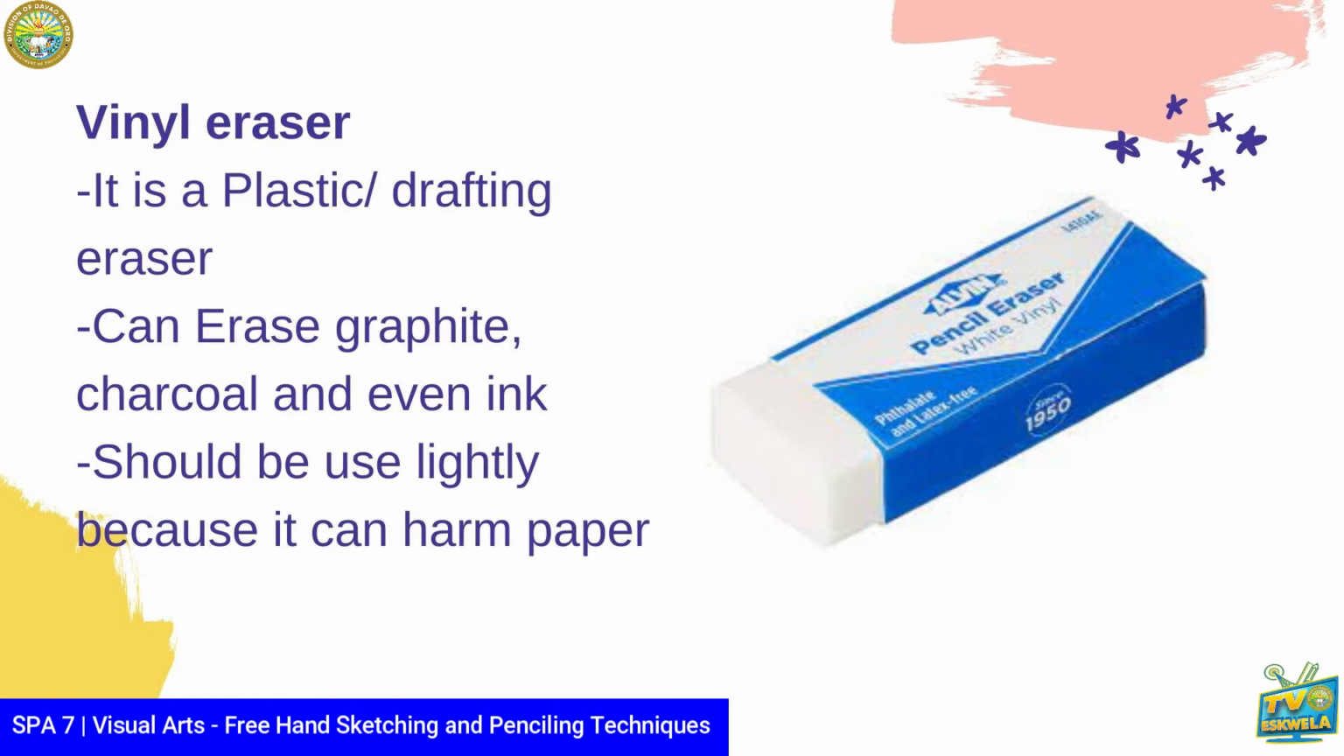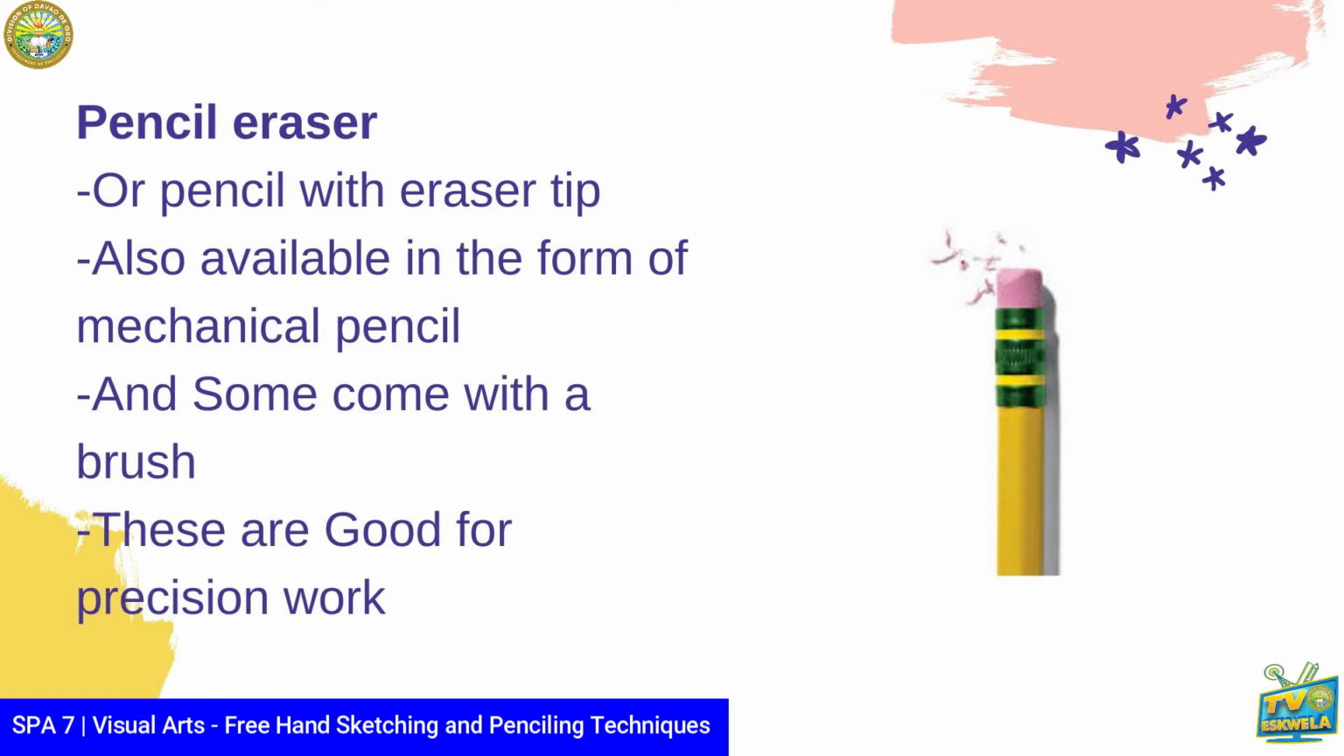Vinyl eraser. It is a plastic or drafting eraser. It can erase graphite, charcoal, and even ink. It should be used lightly because it can harm paper. Pencil eraser, or pencil with eraser tip, is also available in the form of mechanical pencil, and some come with a brush. These are good for precision work.